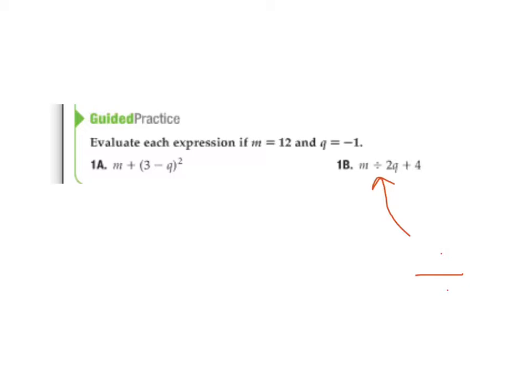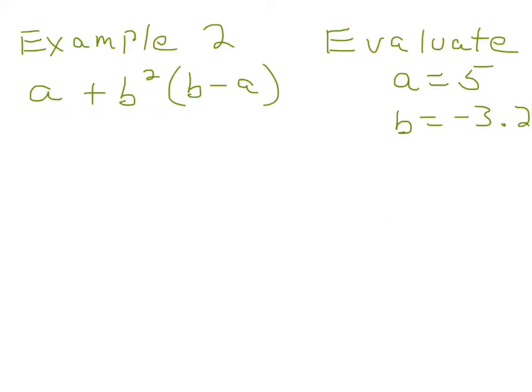Okay, so hopefully you took the opportunity to pause the video and try those out. Let's move on to example 2. And in example 2, we're going to start to see some more higher level stuff. We're going to bring in some more operations, and we're going to get to kind of see one of those special cases. So example 2 here says a plus b squared times the quantity of b minus a.